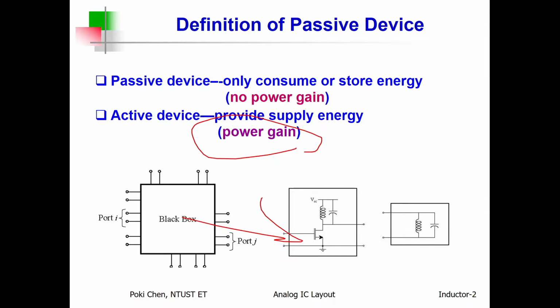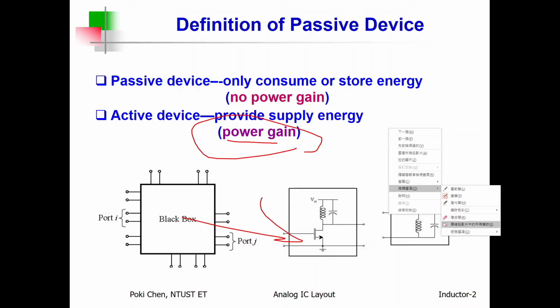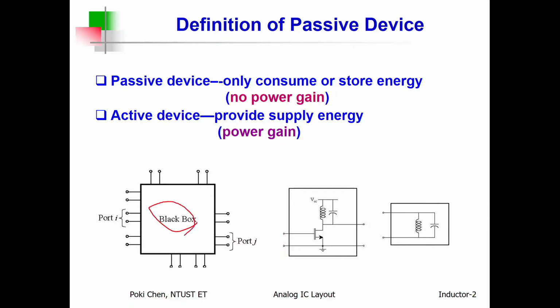If the device would like to be an active one, then it needs to provide some kind of power gain. For example, for any kind of device, you can view it as a black box. Then you can check the input port and the output port. Only if the output power is larger than the input, then it can be called an active device.